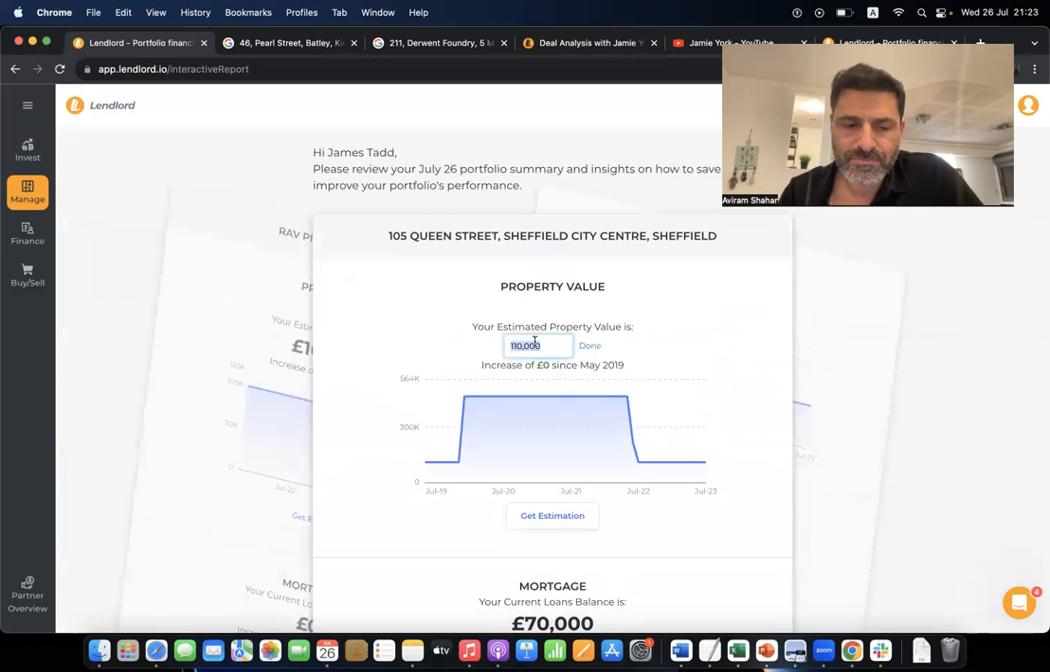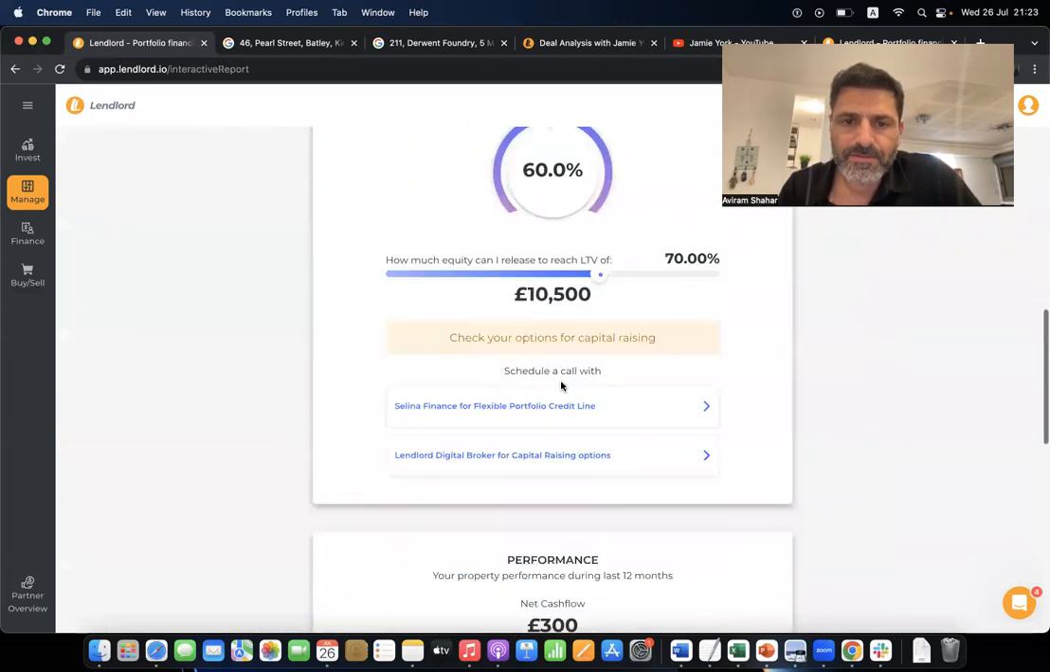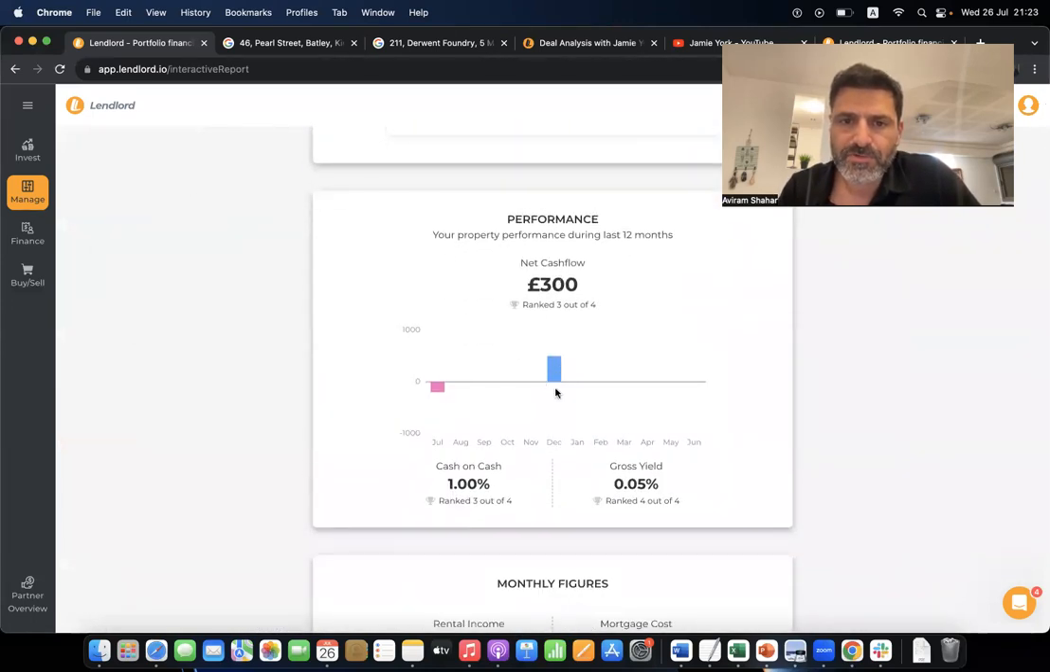You can change the value if you think it has changed. And you can also see the performance of this property and how it compared to other properties in your portfolio.